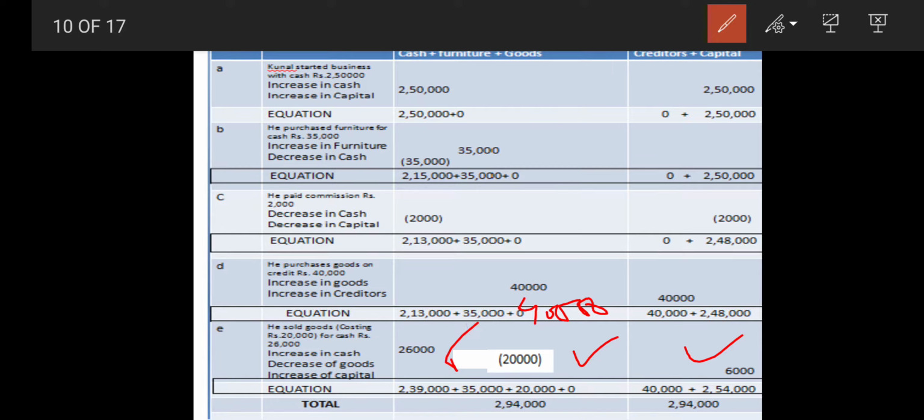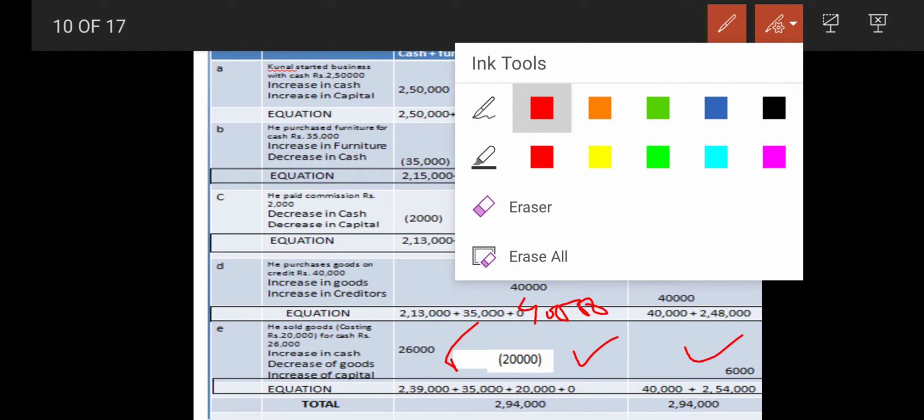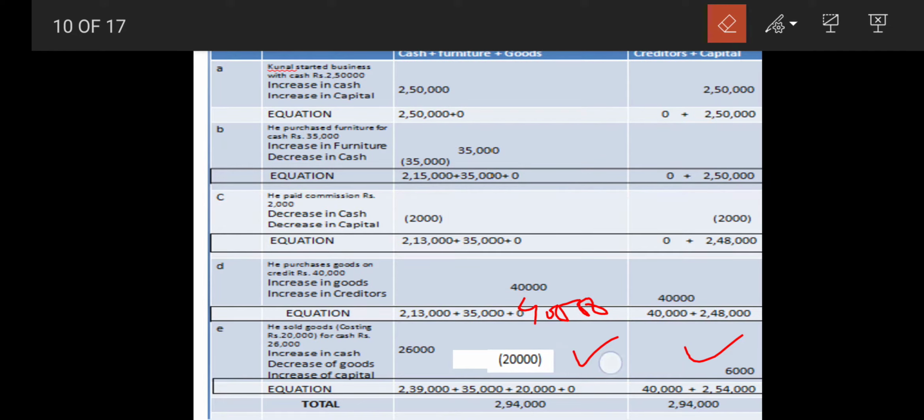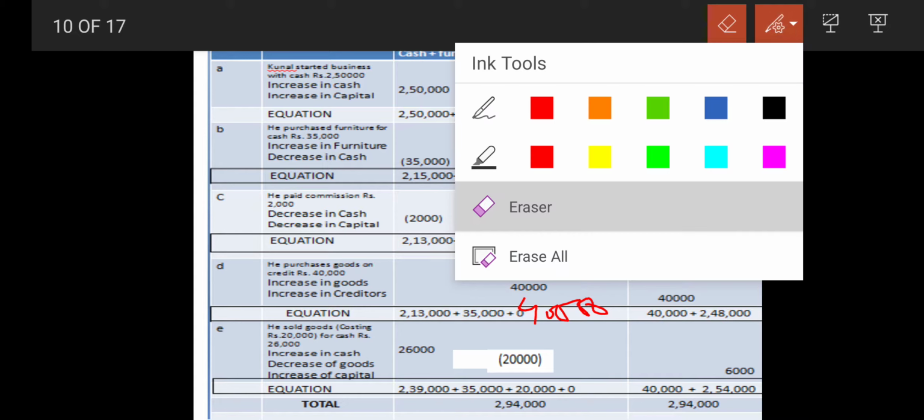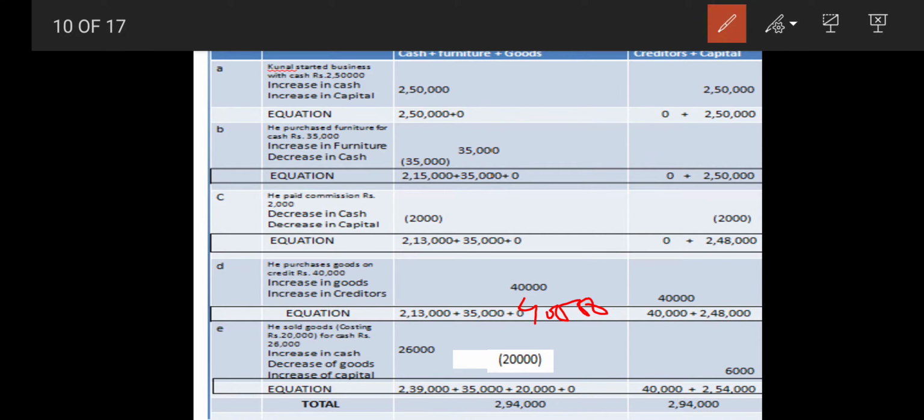So this way ultimately your situation will come with the equation of 2,39,000 plus 35,000 plus 20,000, because 40,000 minus 20,000, and on this side 40,000 plus 2,54,000.